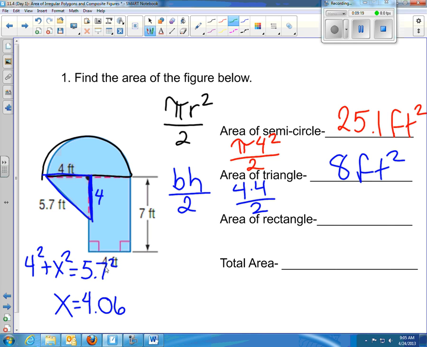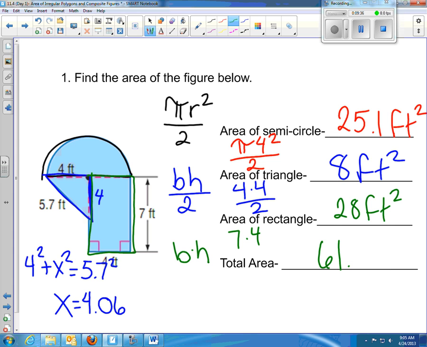Last one is the area of our rectangle here. And a rectangle is very easy, just base times height. And so we're going to take 7 times 4, and we end up with 28 feet squared. If we add all of those, that's going to give us our total area. And so we end up with 61.1 feet squared. If you rounded this to 4.1, yours is going to be just a very slight amount different than ours, and that's going to be okay.